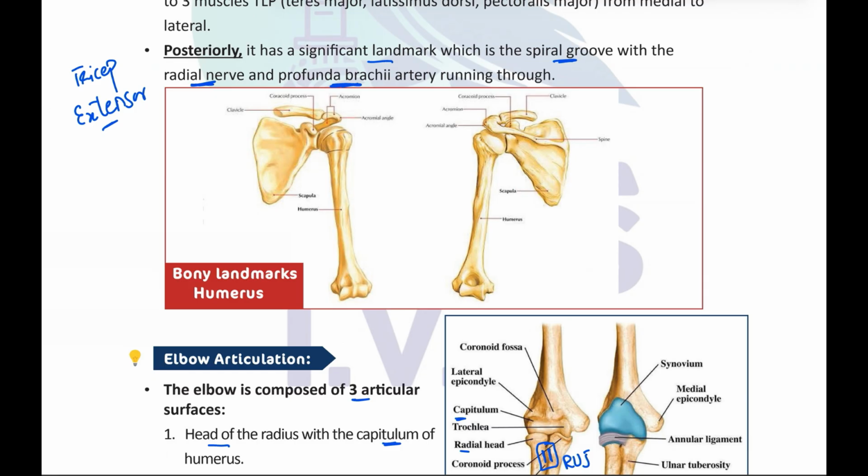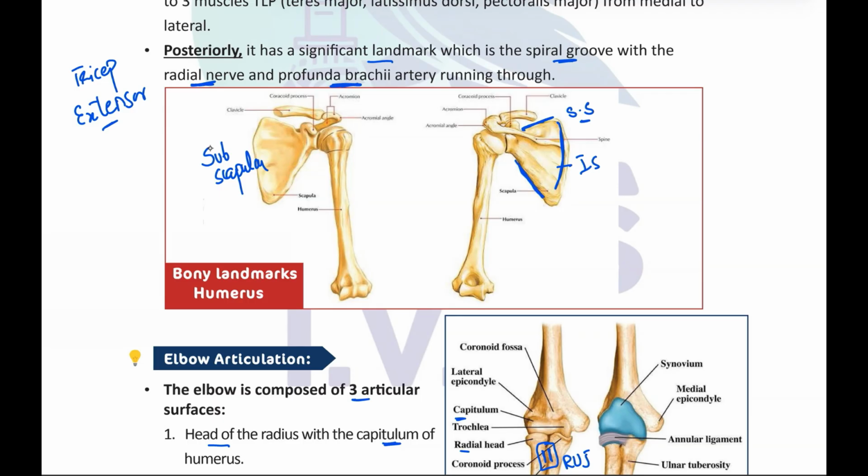Just a small overview about the scapula. So anteriorly, we have the subscapular fossa. This one is the supraspinatus fossa. This one is the infraspinatus fossa. These two are present posteriorly. And with respect to the borders, this is the superior border. This is the medial border, and this one will be the lateral border.